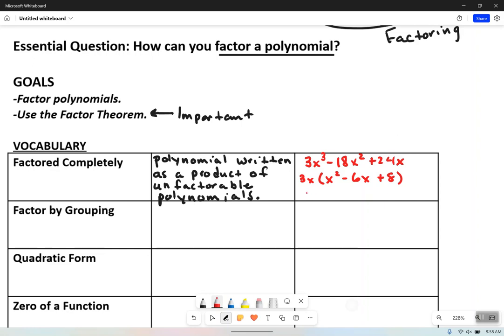So factored completely in this example would be 3x times x minus 2 times x minus 4. Okay, so we're going to be doing a lot of that. Again, that may or may not make sense right now, not a huge deal, but that's just an example of what it means to factor something completely.